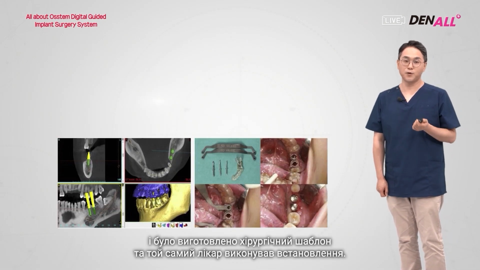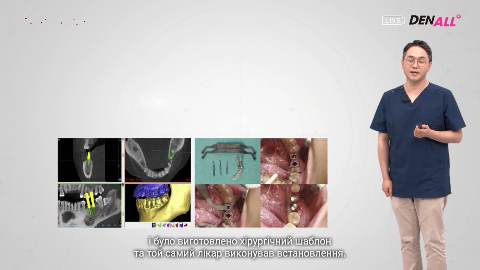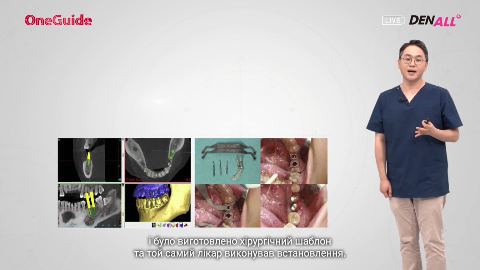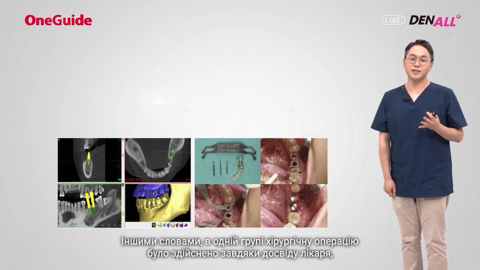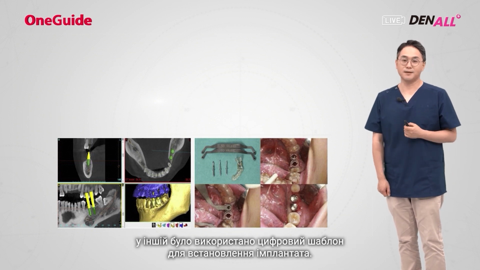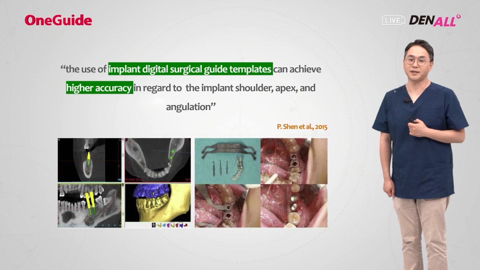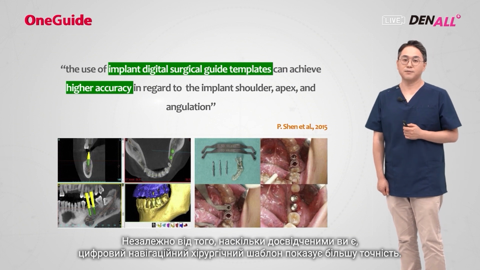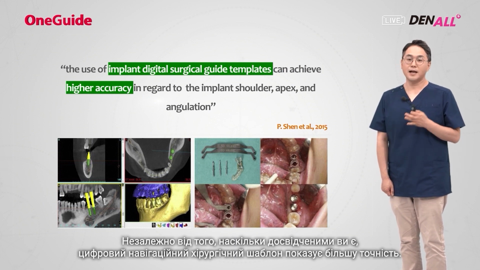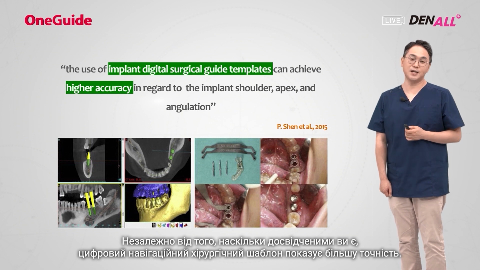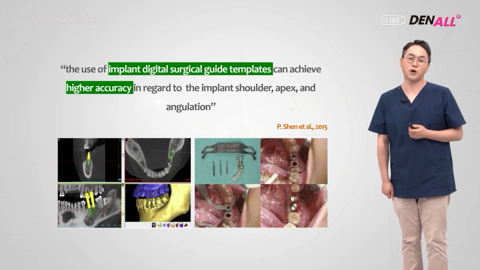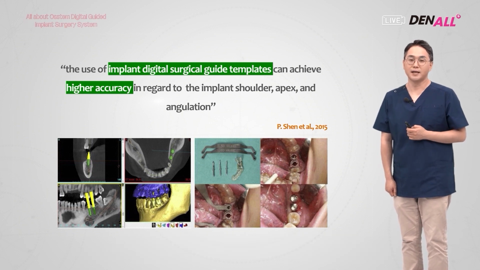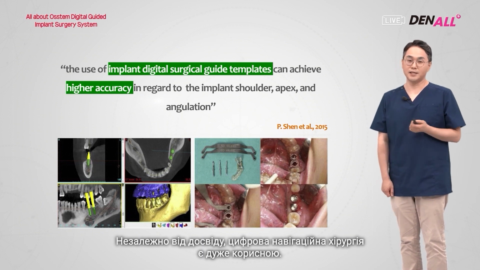Implant planning was done in both groups. In one group, freehand surgery was done, in other words, based on the surgeon's experience. In another group, a digital template was used for implant placement. Regardless of how experienced you are, the digital guided surgical template showed higher accuracy. Regardless of your expertise, digital guided surgery was very useful.